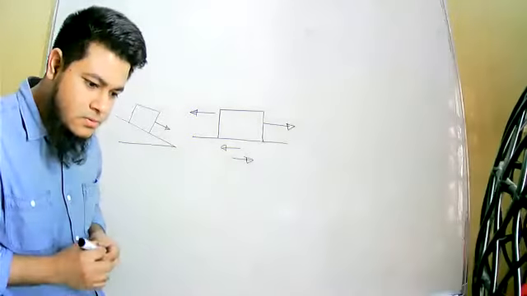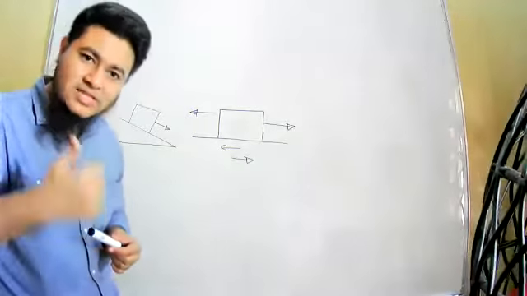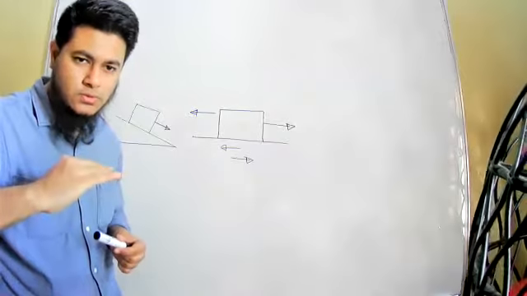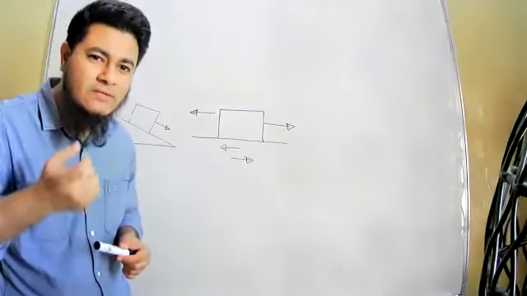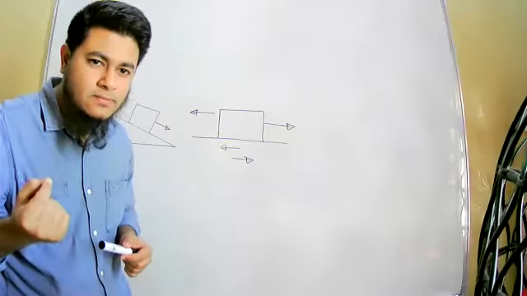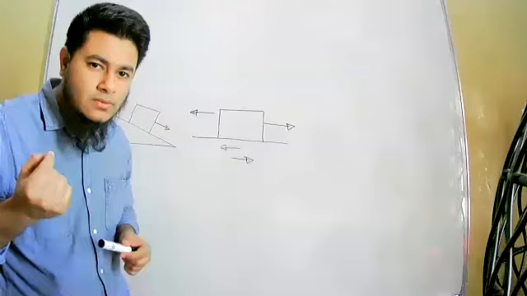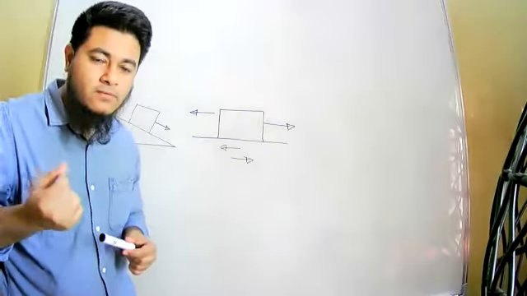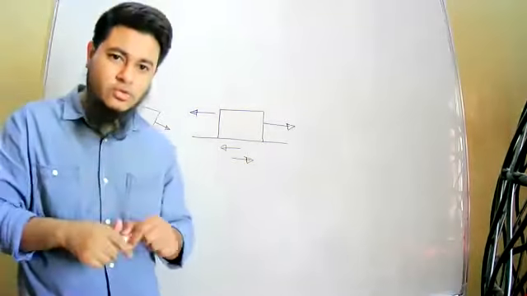Like the surface is slippery. Very good. Slippery means smooth. Smooth means friction is more or less small. It is not rough. Sir, but the angle also matters, no? Very good. Angle also matters.